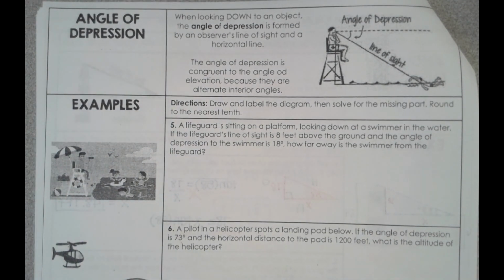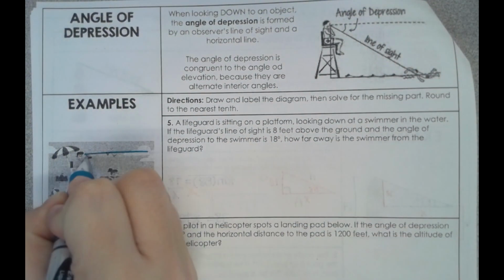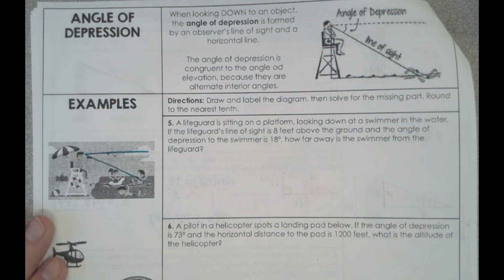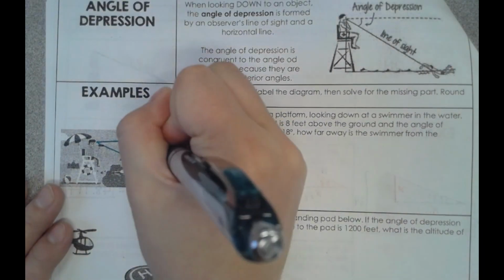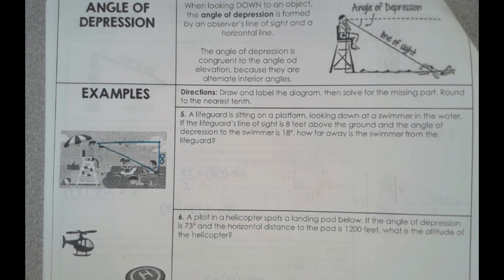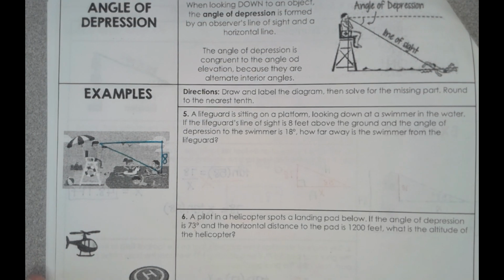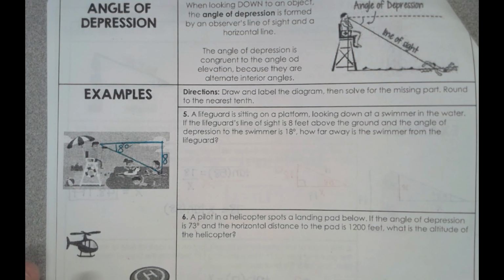So a lifeguard is sitting on a platform looking down at a swimmer. So here is his horizontal line, and he looks down at a swimmer. All right, so if his line of sight, that horizontal line, is 8 feet above the ground, and the angle of depression is 18 degrees, how far away is the swimmer from the lifeguard?